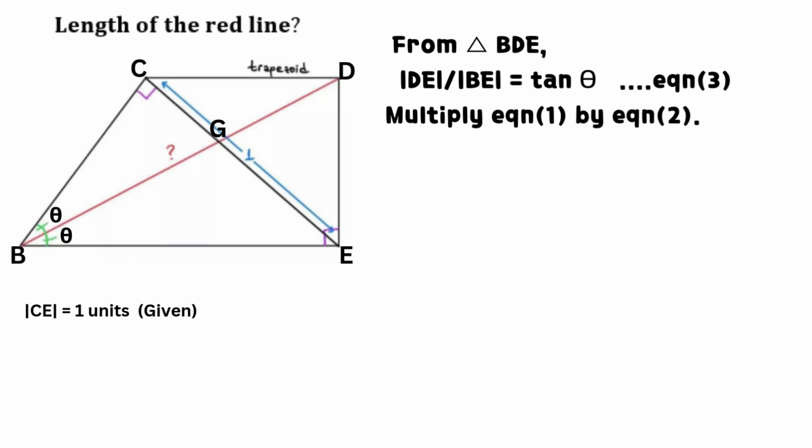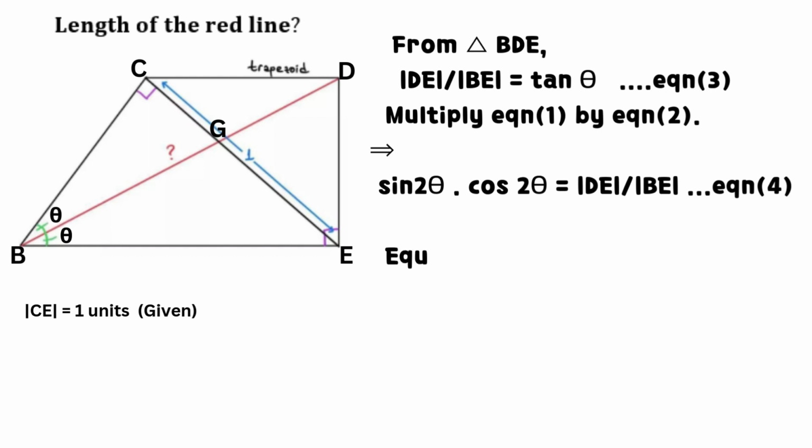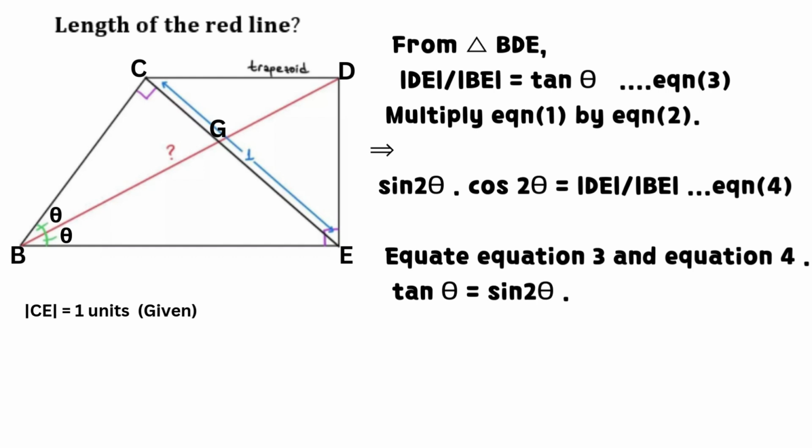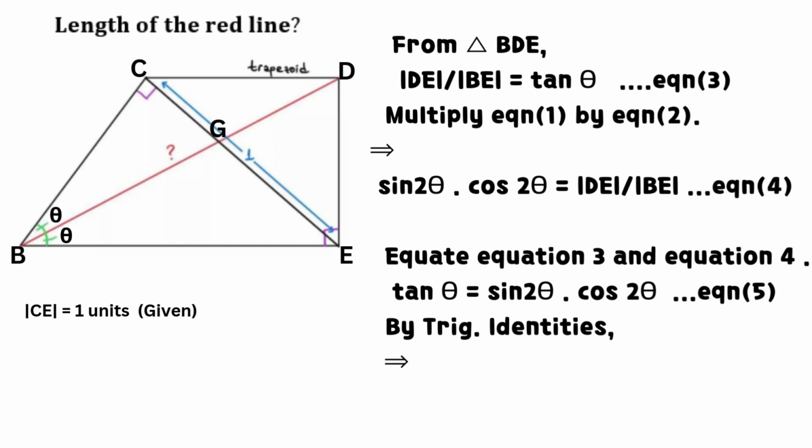From triangle BDE, DE divided by BE equals tan theta. We call it equation 3. Multiply equation 1 by equation 2. It means that the product of sine 2 times theta and cosine 2 times theta equals DE divided by BE. We call it equation 4. Equate equation 3 and equation 4. Tan theta equals the product of sine 2 times theta and cosine 2 times theta. We call it equation 5.